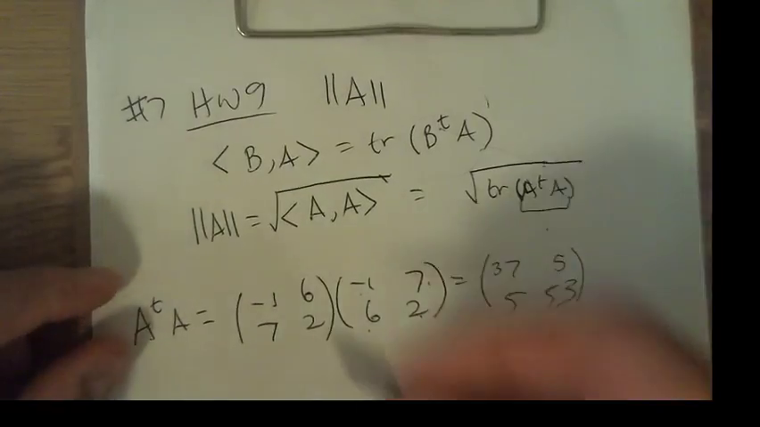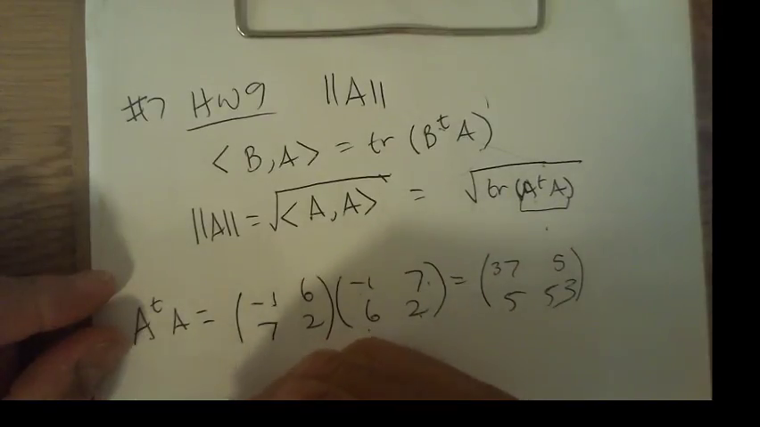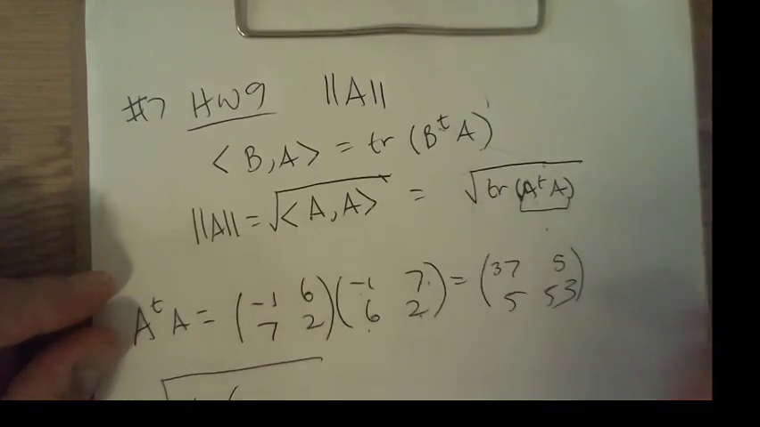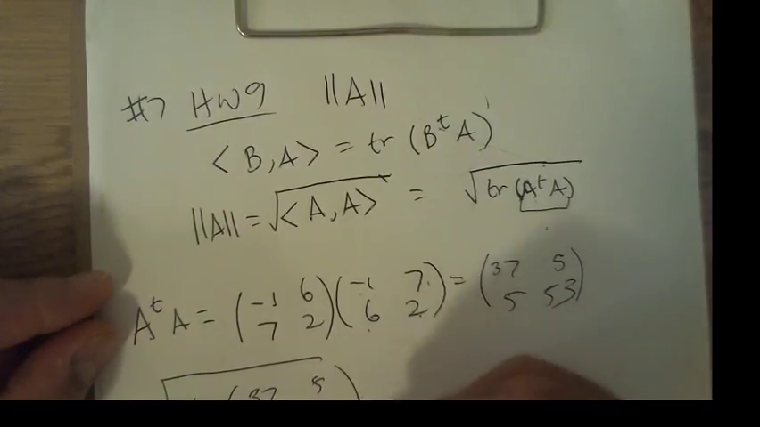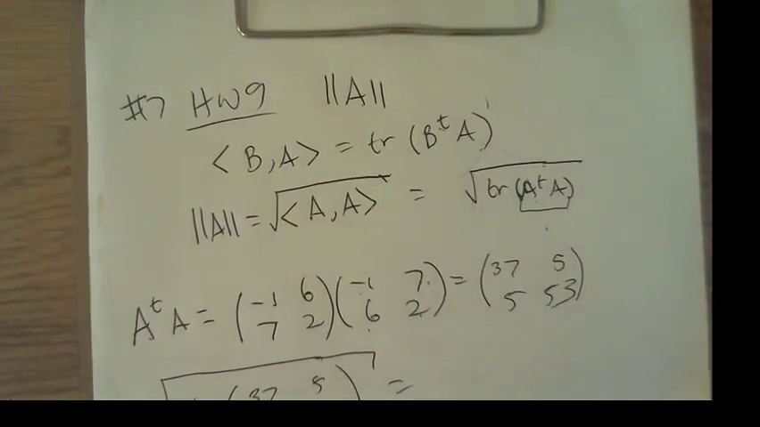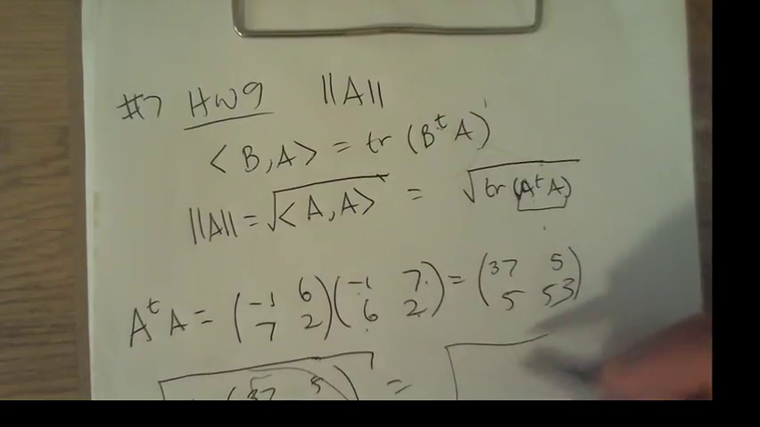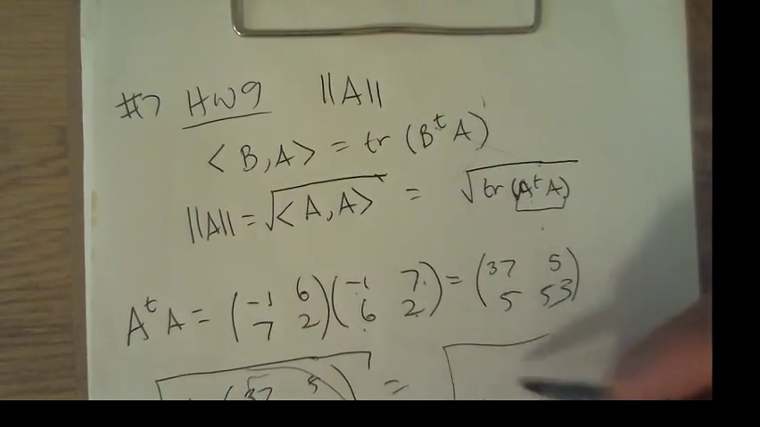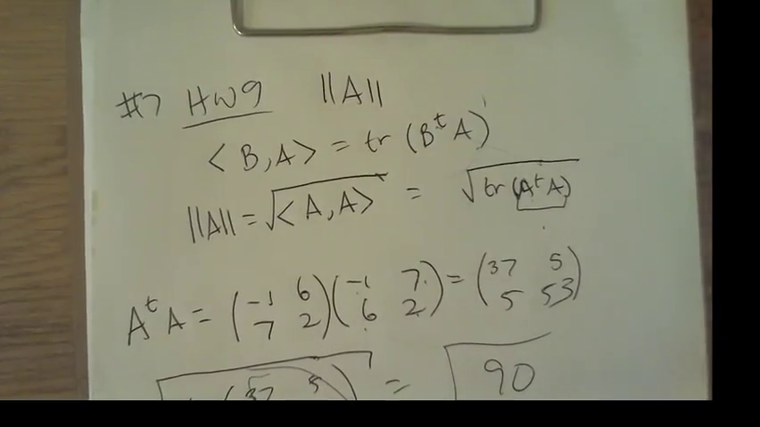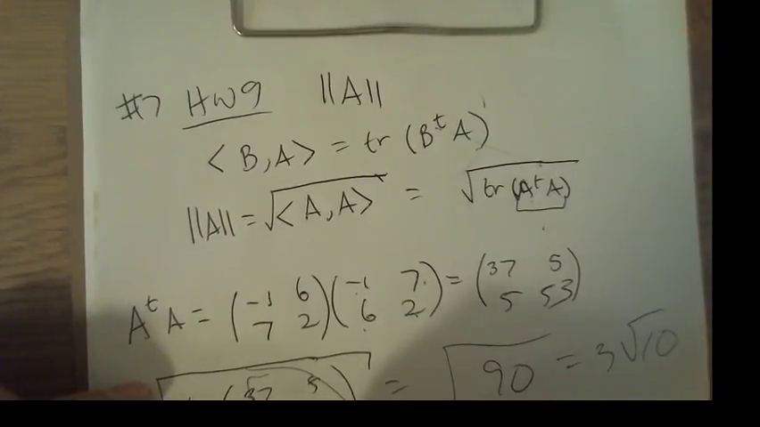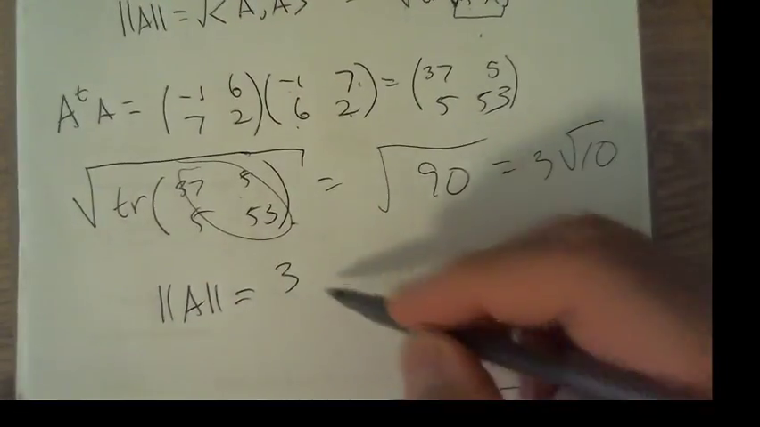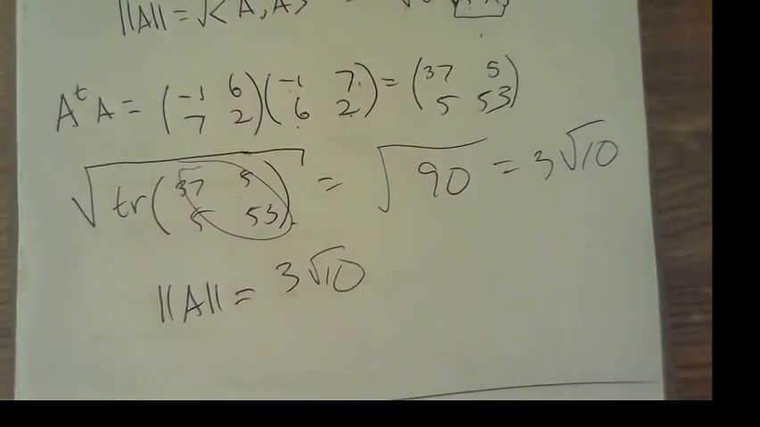So now again, we go back to what we have written here. We're looking for the trace of this matrix. And again, the trace, as we saw from above, is the sum of the entries of the main diagonal. So that'll be 90, or 3 root 10. So we define the norm of A to be 3 root 10. Okay, so that's it, right?